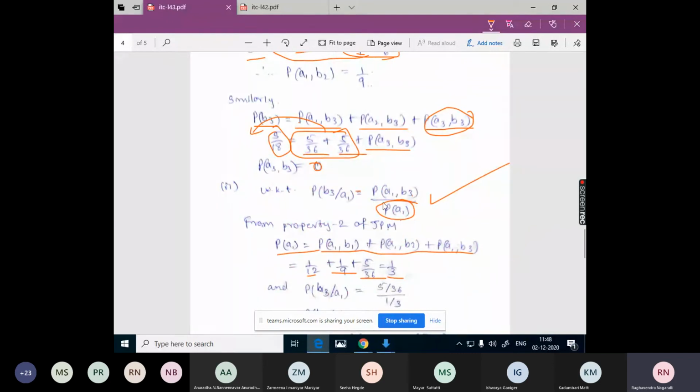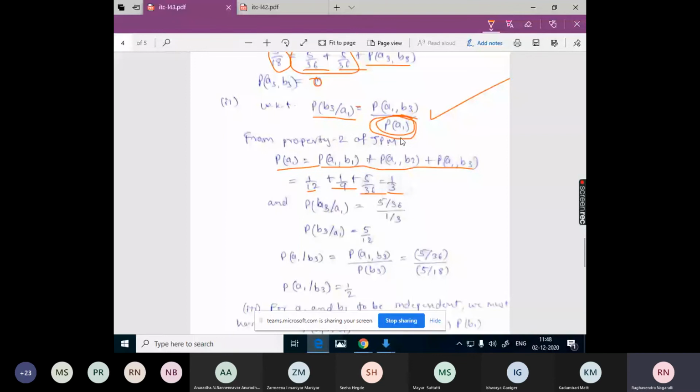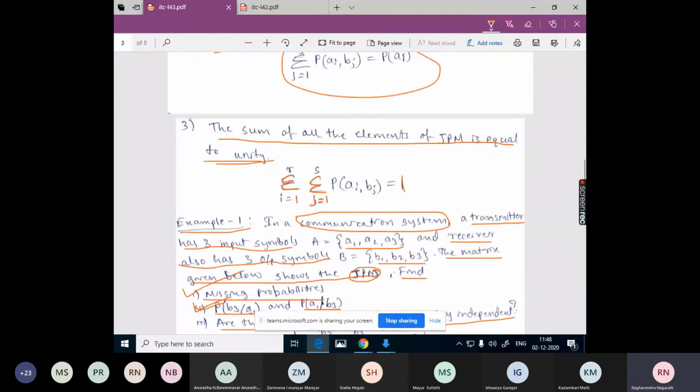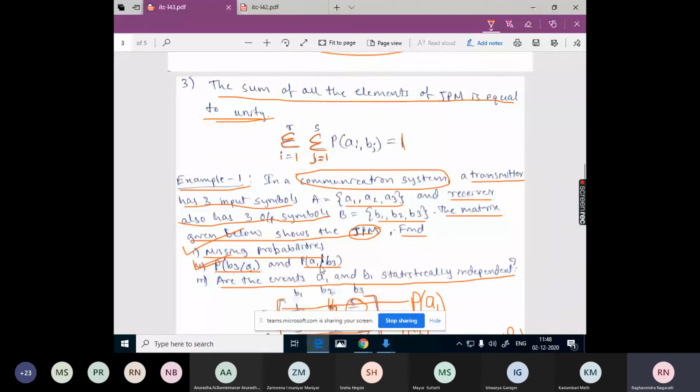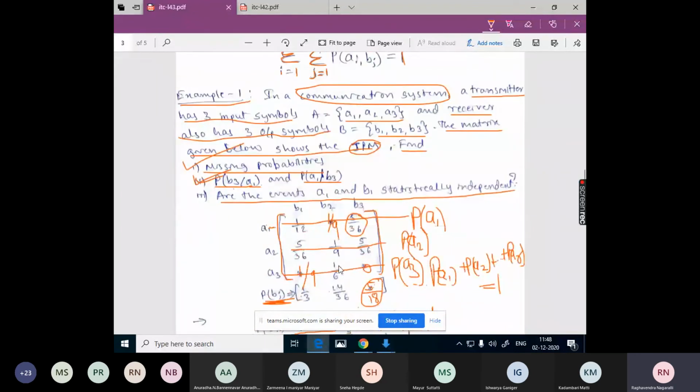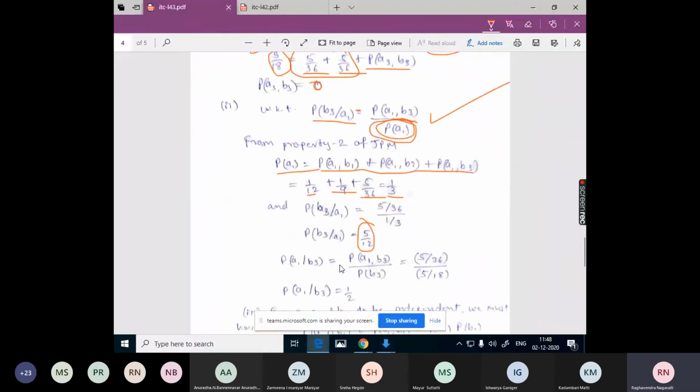P of A1 we know, and P of A1 comma B3 we know, so we can easily calculate P of B3 by A1. Dividing 5 by 36 by 1 by 3, you get P of B3 by A1, which is equal to 5 by 12. So this is P of B3 by A1. Similarly, P of A1 by B3.